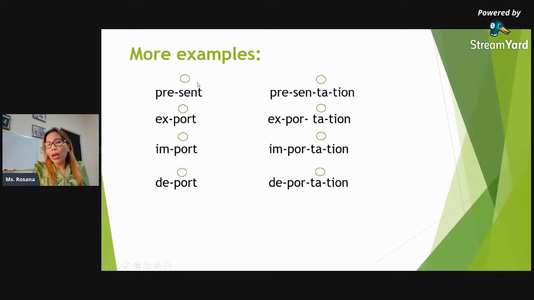Now, what part of speech are the words in the first column? Present, export, import, deport. Do these words tell you what to do? All right, so these are verbs, right? And what about the second column? They all end in "tion." Presentation, exportation, importation, deportation. These are all nouns. Words ending in "tion" are nouns. Okay, and they are stressed on the third syllable.